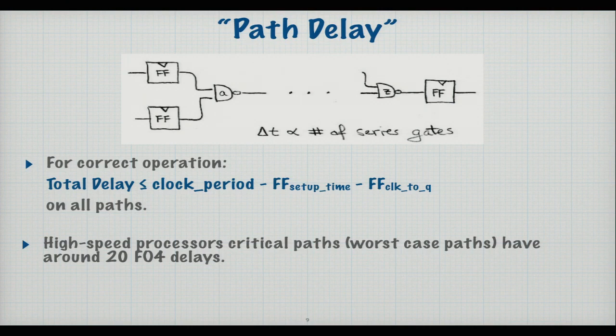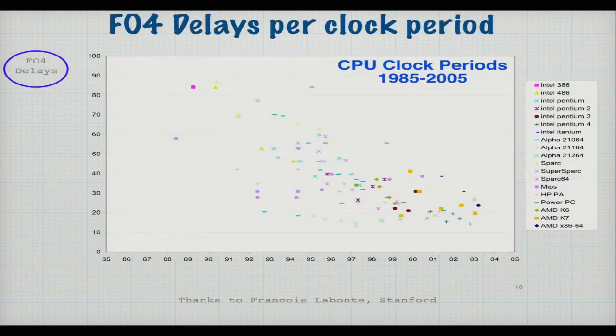In high-speed processors, the critical paths, which are the worst paths, the ones that determine the clock period, have around 20 FO4 delays. That means, roughly speaking, there are about 20 logic gates in series, worst case. And again, we can look at this over time. This is CPU clock periods expressed as FO4 delays.